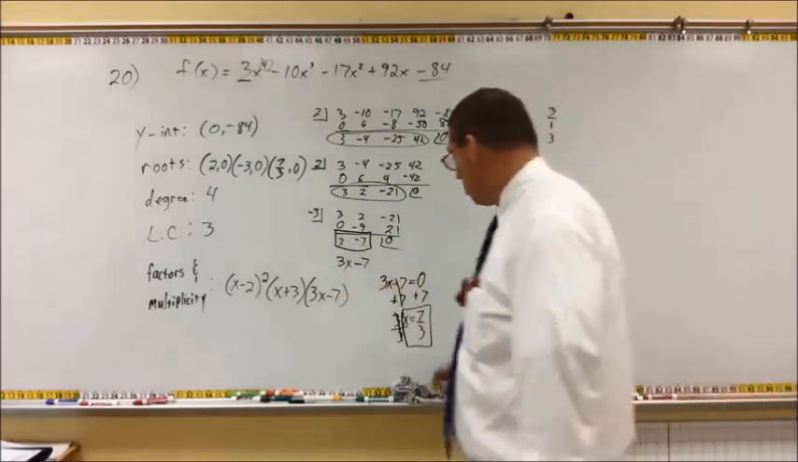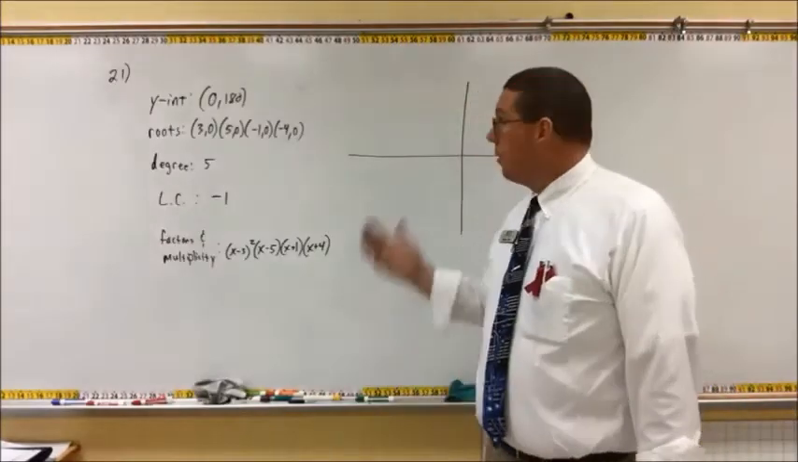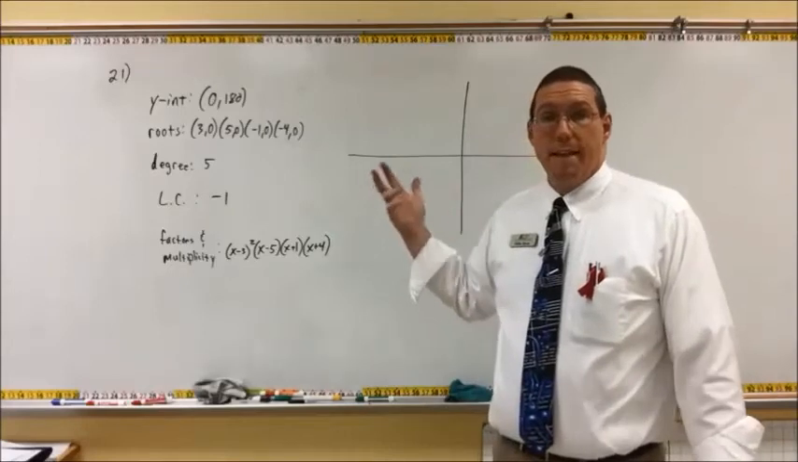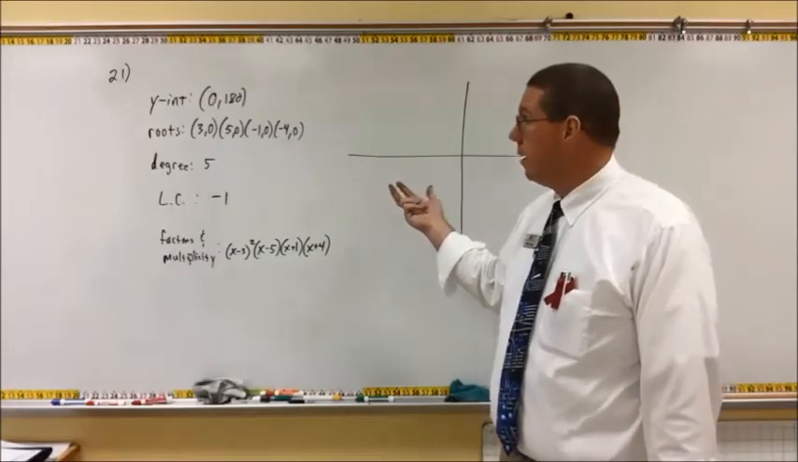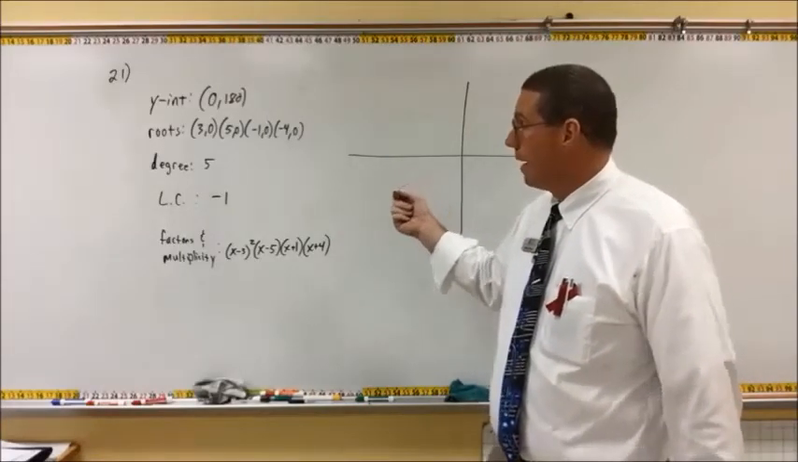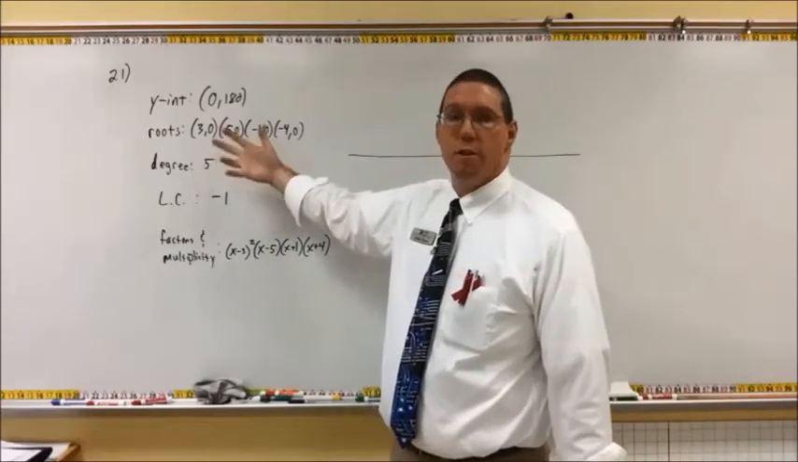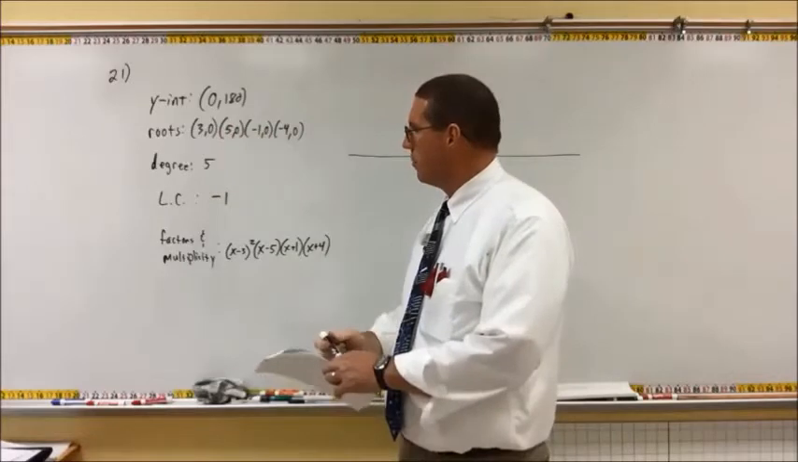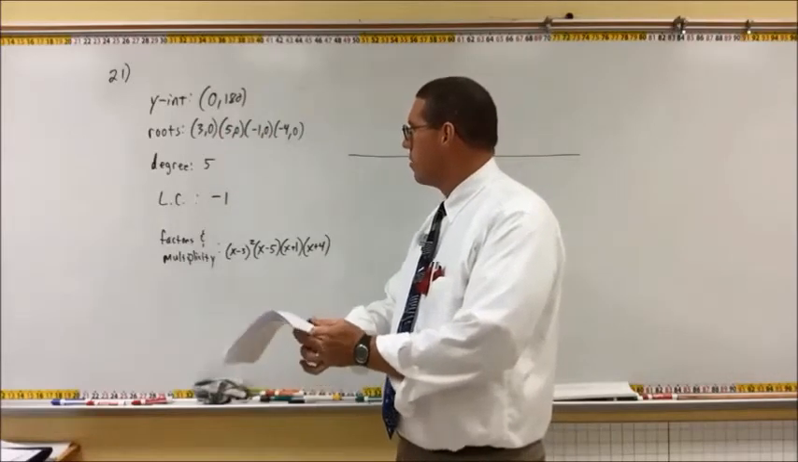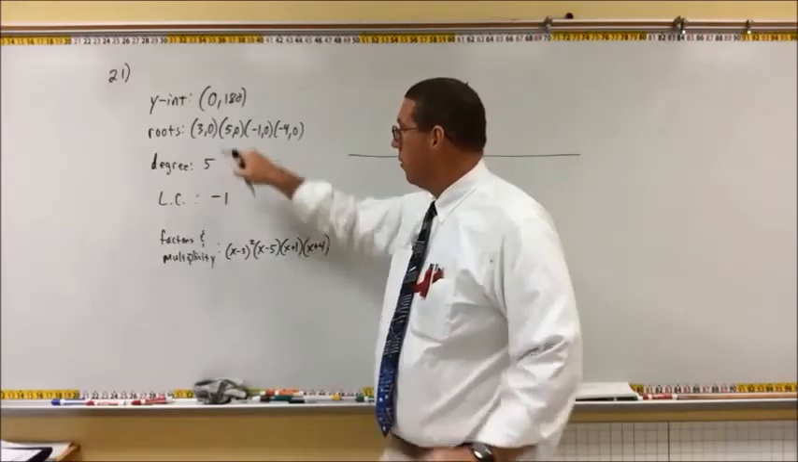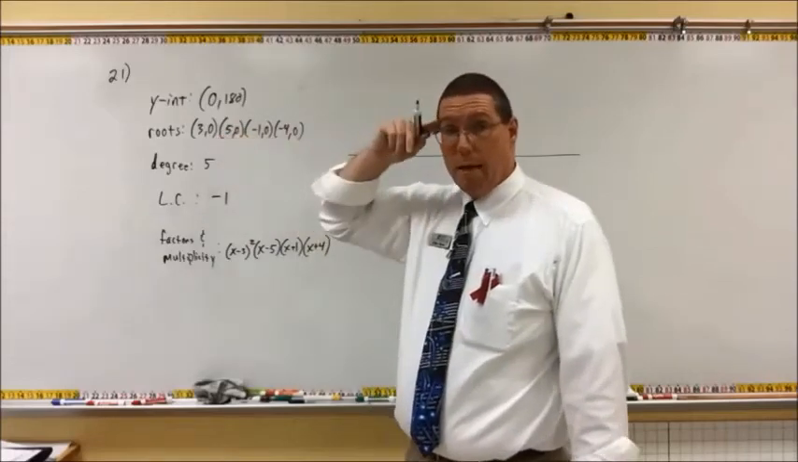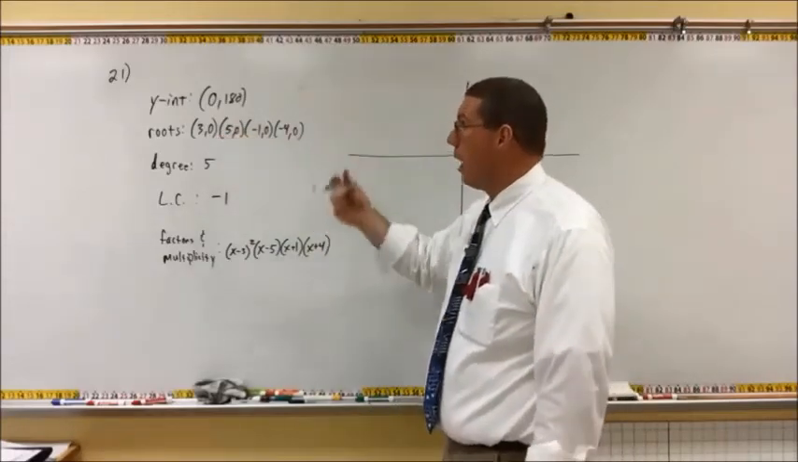Let's go on to question number 21. So here we have question number 21. In this case, I give you the information you need. Now, there was an error on the packet. Instead of having 50, it says 05, but it should say 50. And nobody's really come to me yet to tell me about that error, but this is supposed to say 50 because 05 would not be a root. That would actually be a y-intercept.